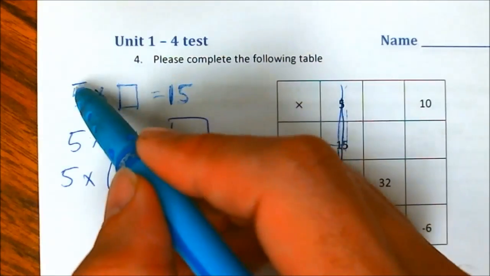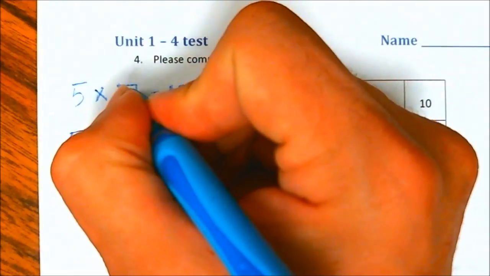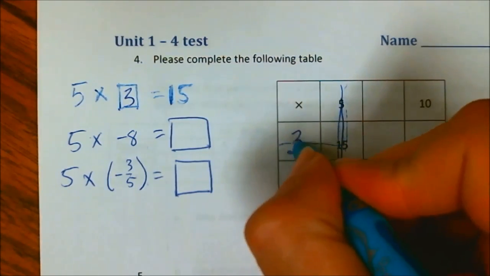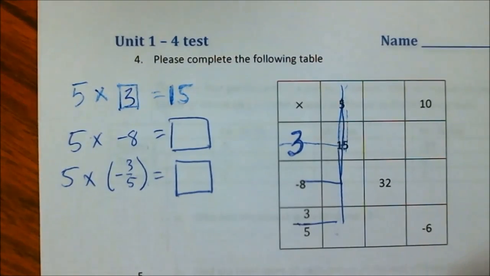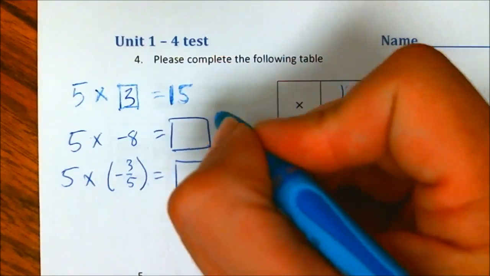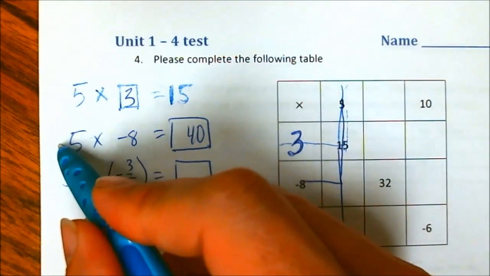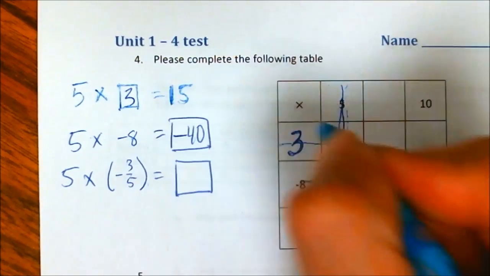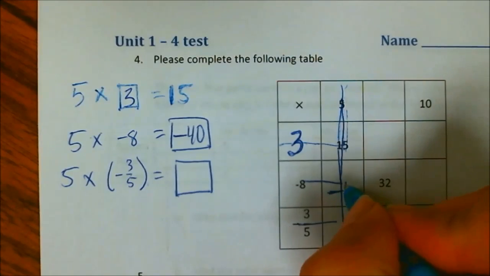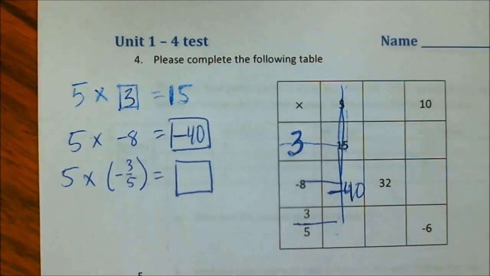Okay? So 5 times what is 15? Well, that's pretty simple. 5 times 3 is 15. Once again, if you don't know your multiplication tables, you're going to suffer here and in the future. 5 times negative 8. Well, 5 times 8 is 40, and a positive times a negative is a negative. Notice how I did that a piece at a time. So that leaves me with a negative 40 in here.